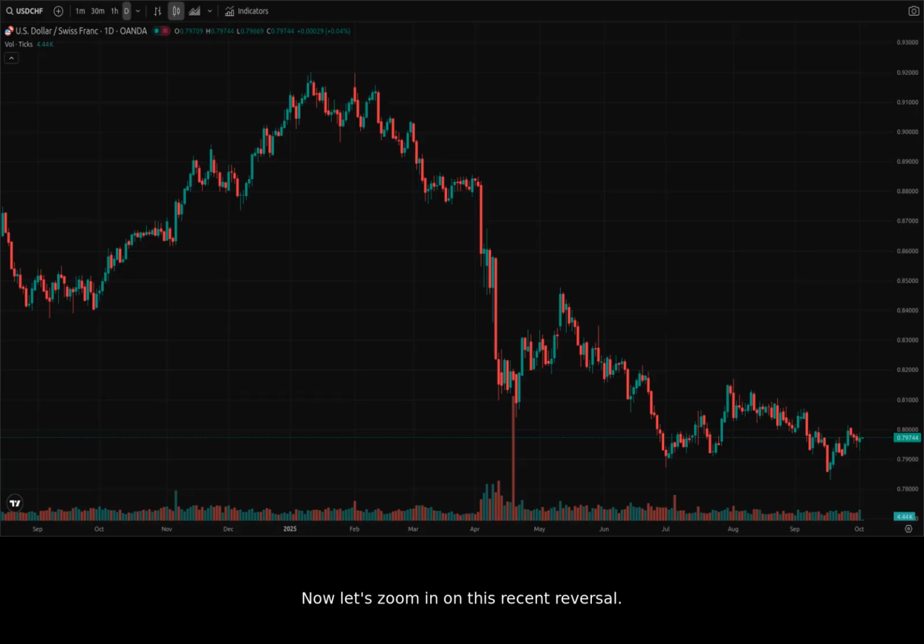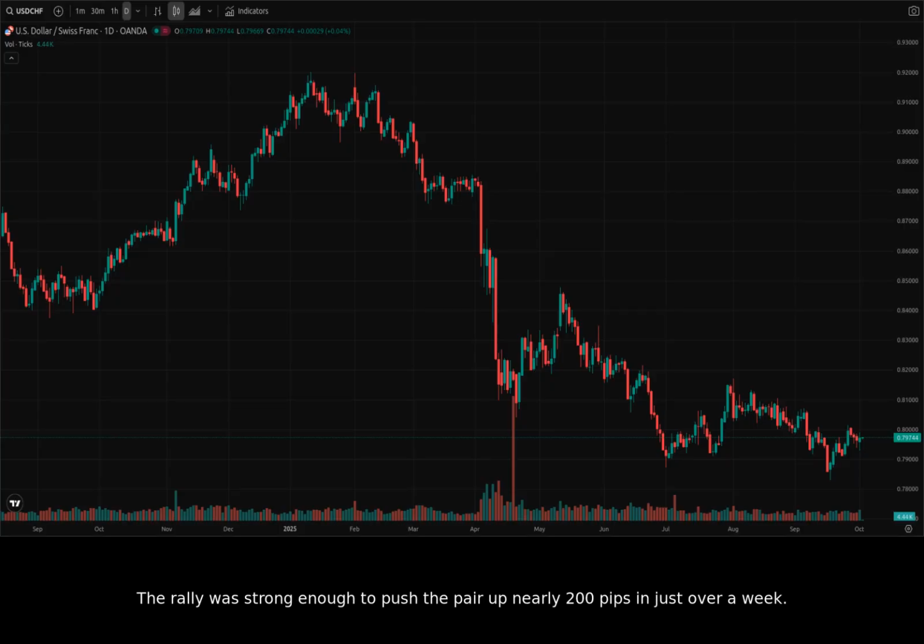Now let's zoom in on this recent reversal. We're filtering the daily chart to show the action from September 1st onwards. Here you can clearly see the bottoming process around 0.7850 in mid-September. Notice the strong bullish candles that followed, indicating a decisive shift in market sentiment.